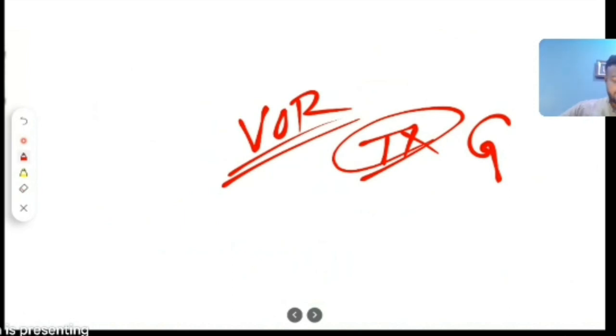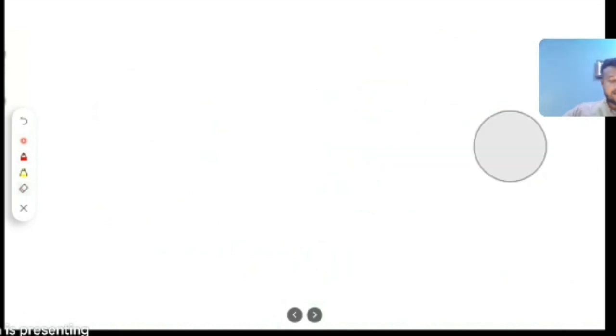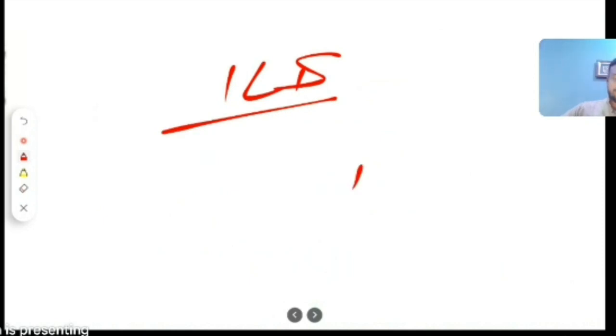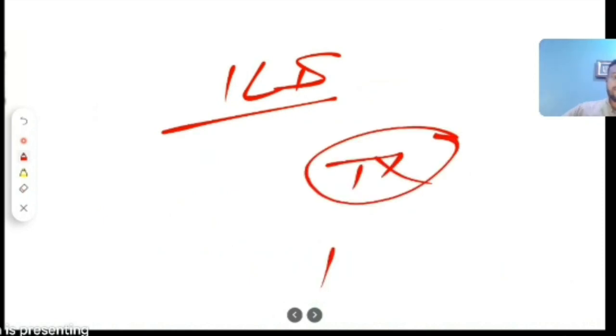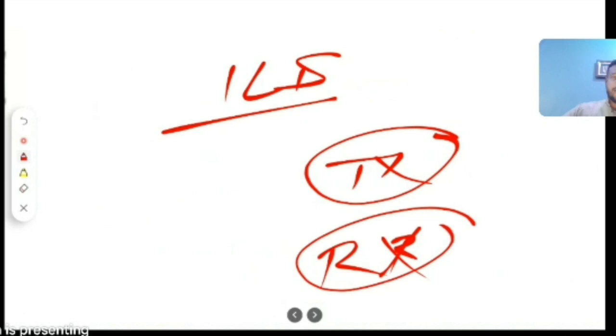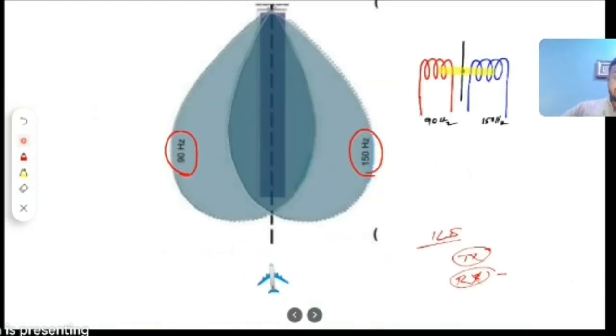In VOR, the receiver is in the aircraft. So in the same way in ILS also there is a transmitter on the ground and a receiver in the aircraft. So what you need to do is just tune the frequency and the ILS will capture it. How it captures it is a part of a little bit more technical detail we need to go into. So now this is the way it functions.